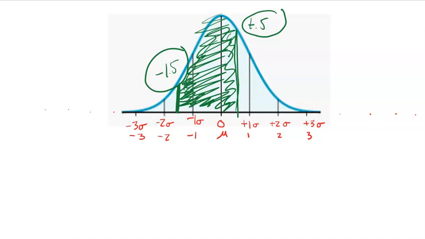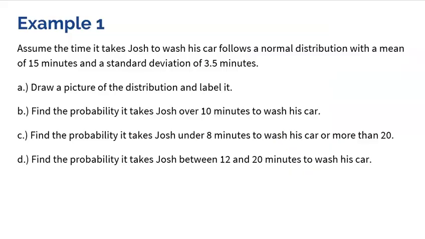All right, so now all we've got to do is look at an example that connects the normal model to a specific problem, like, for example, Josh washing his car. Assume the time it takes Josh to wash his car follows a normal distribution with a mean of 15 minutes and a standard deviation of 3.5. So his mean is 15 minutes and his standard deviation sigma is 3.5 minutes. Those are the only two numbers I need to answer any probability question connected to this scenario.